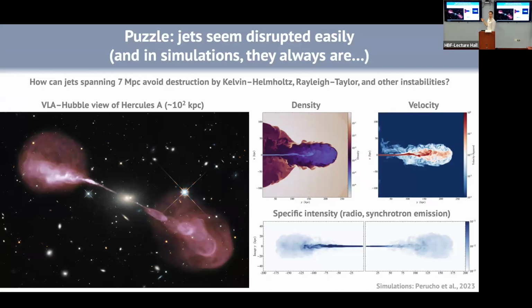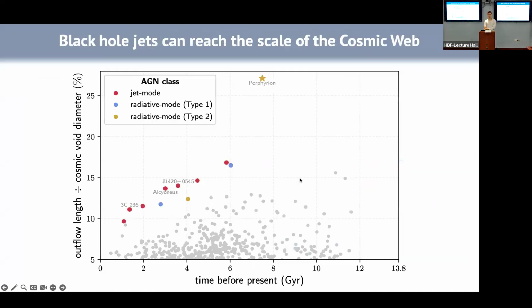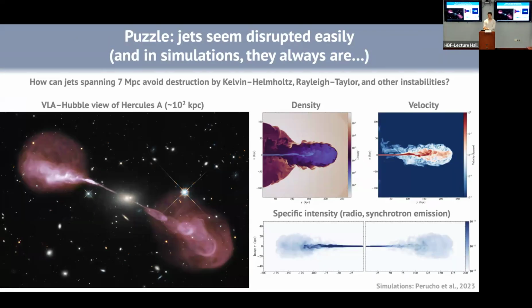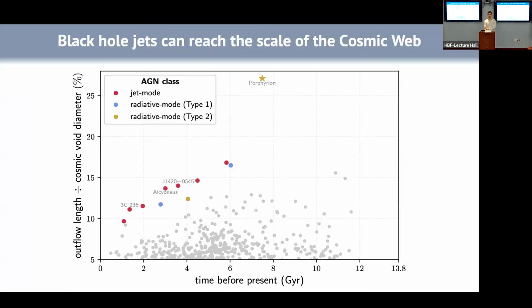And you see, for example, some Kelvin-Helmholtz instabilities here in this simulation that is trying to reproduce this jet system. But at the moment, we haven't been able to actually generate jets that remain stable over megaparsec scales. And that's a bit of a simulation frontier also, because you probably need a higher spatial and temporal resolution, and to include all the physics. So that's a puzzle.